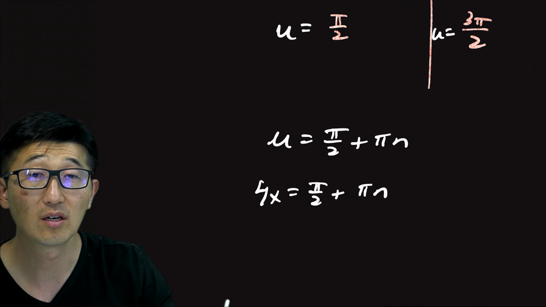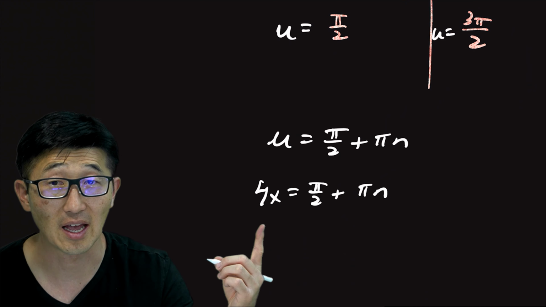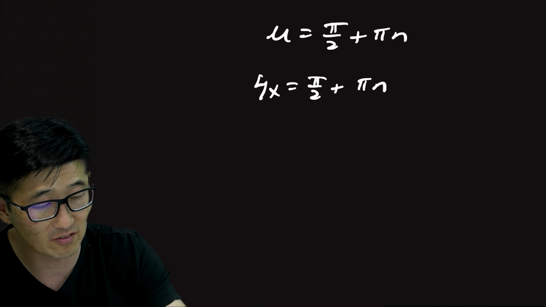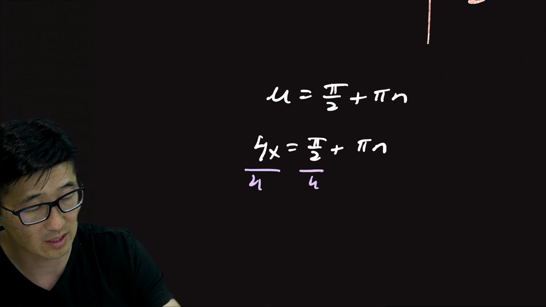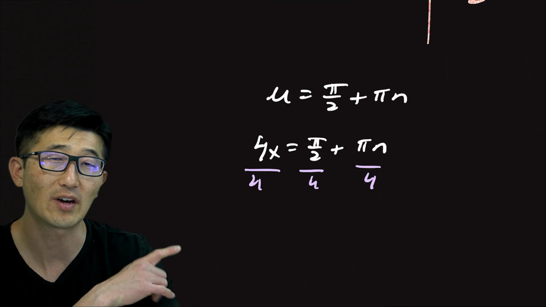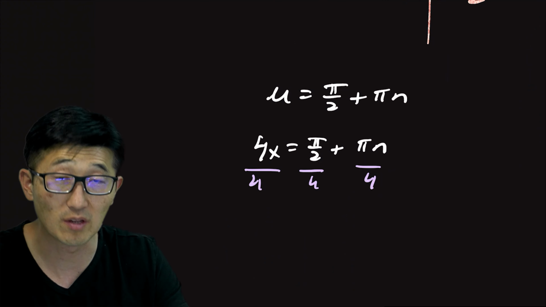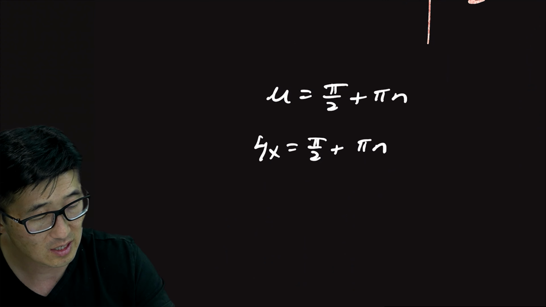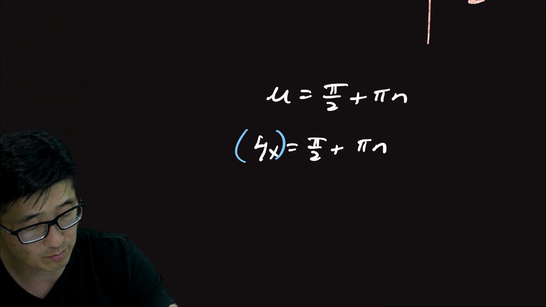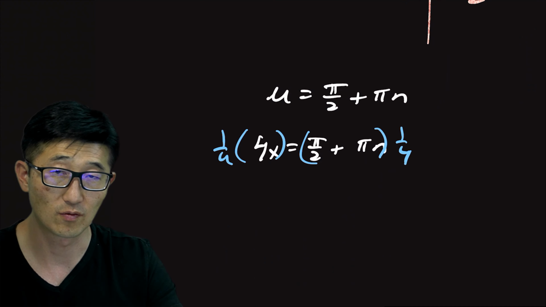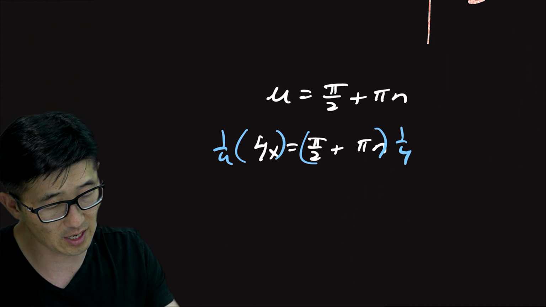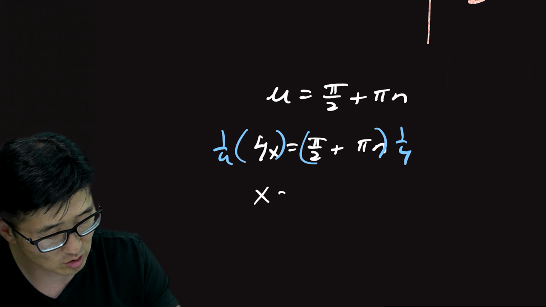So now, isolate x by dividing everything by 4. Dividing by 4 is the same thing as multiplying by 1/4. Multiply this by 1/4, multiply that by 1/4. And 1/4 times 4 is just x. So the answer now is x equals.